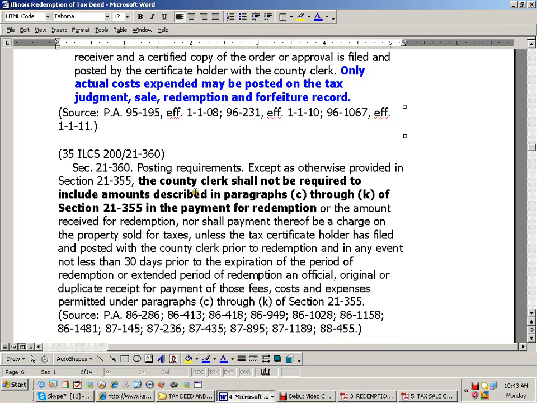So the county clerk shall not be required to include amounts described as C through K in the payment of redemption.